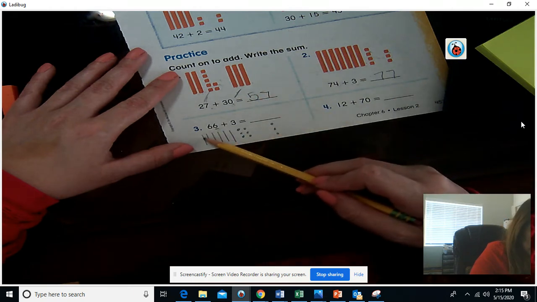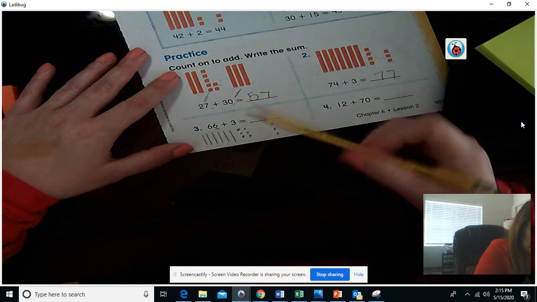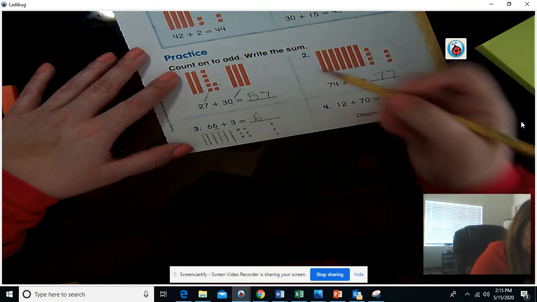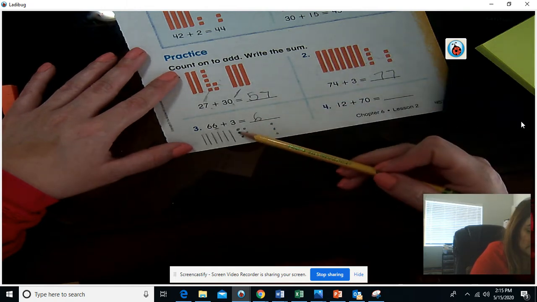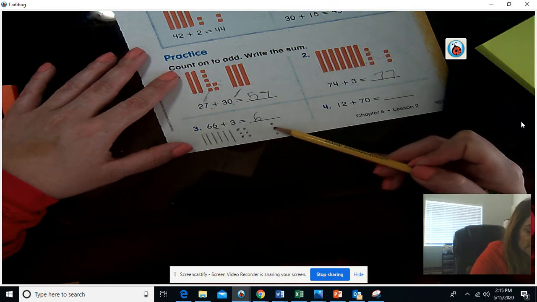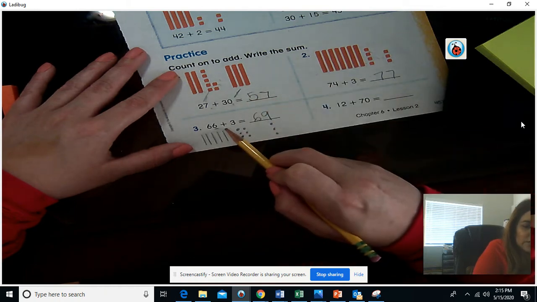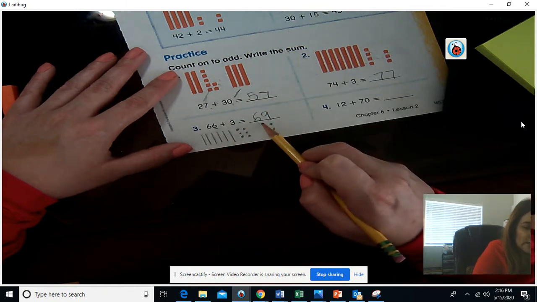So I still have 10, 20, 30, 40, 50, 60. I still have 6 tens. And now I'm going to count my ones. 1, 2, 3, 4, 5, 6, 7, 8, 9. 9 ones. So 66 plus 3 equals 69.